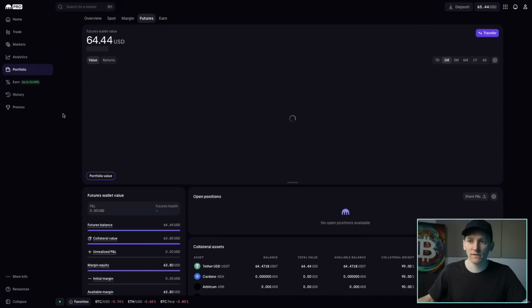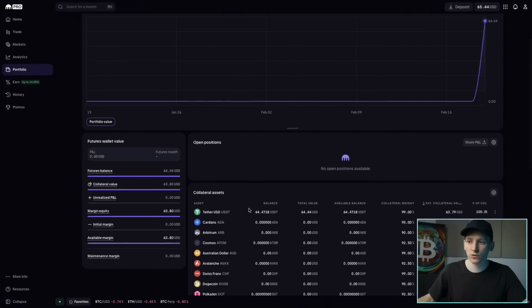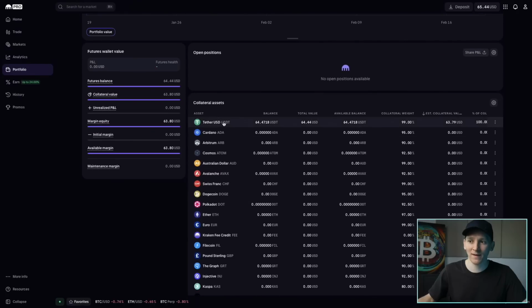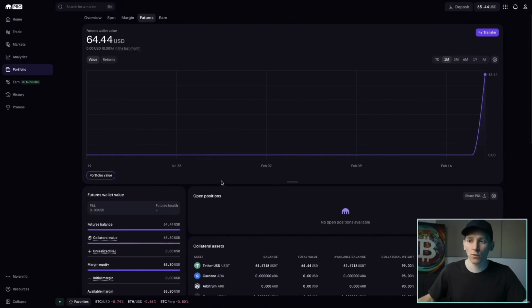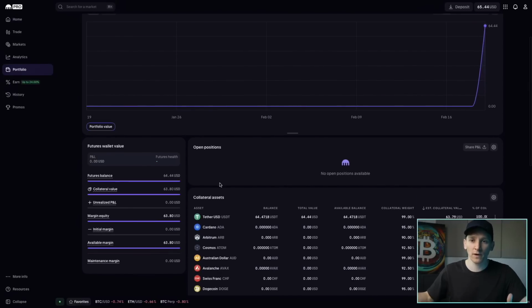But I've got a futures account here. So if I click this, this is a separate account where we can trade futures contracts and we can put some assets in here to go and trade with. I'll explain this in a second, but this is your futures account. And this is important for how Kraken actually fund their futures contracts.